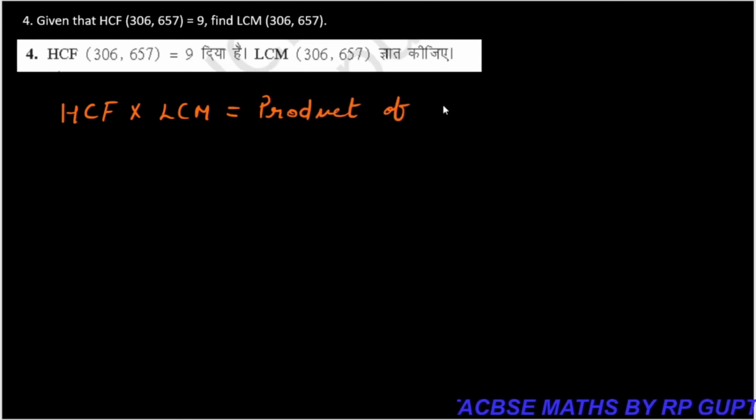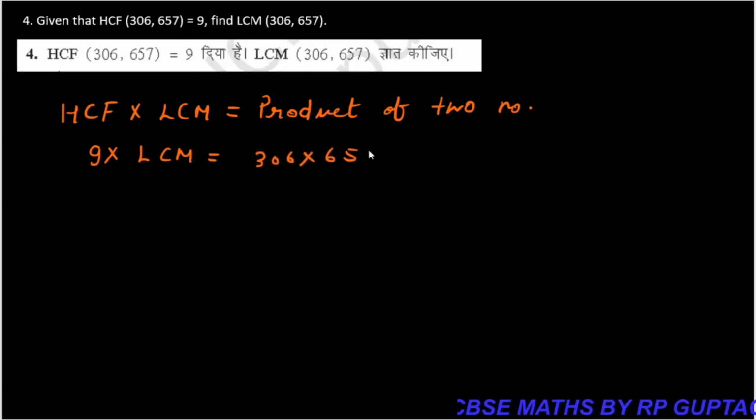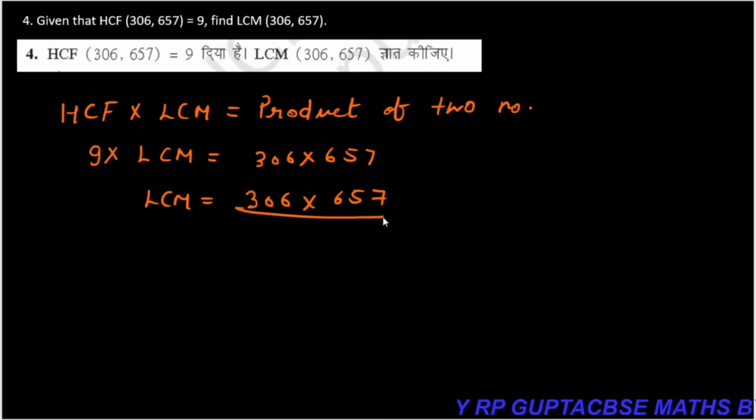Now we are going to solve the next question. How to do this question, children? We can apply this formula: HCF into LCM is equal to the product of two numbers. So how to do this question? HCF is given here as 9, and I have to find the LCM. The product is 306 and 657. So LCM will be equal to 306 into 657 upon 9.